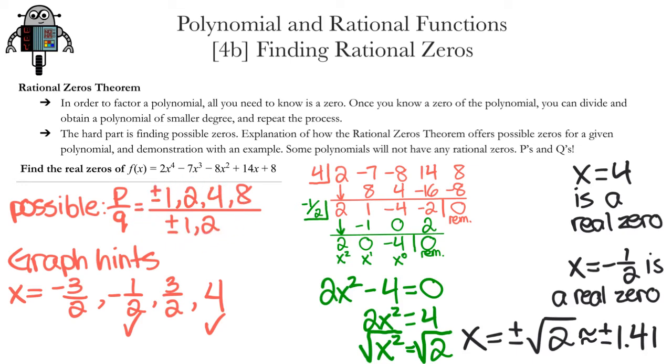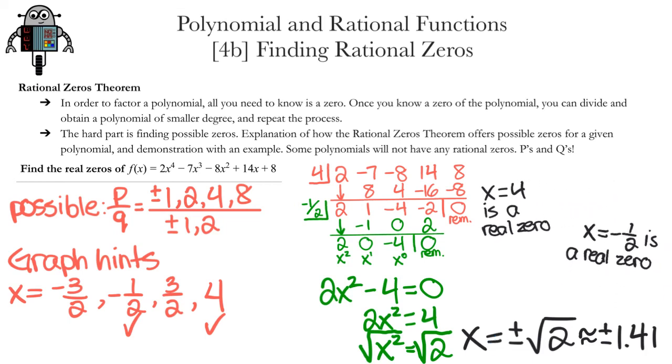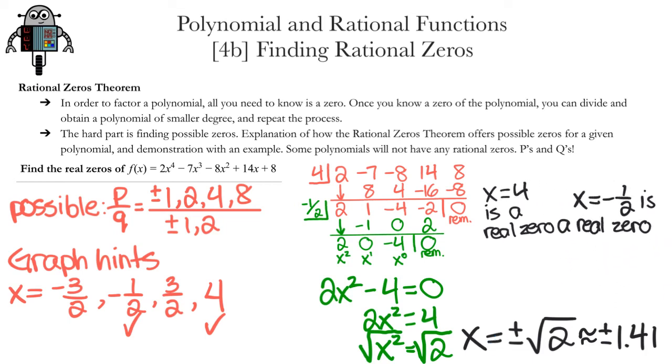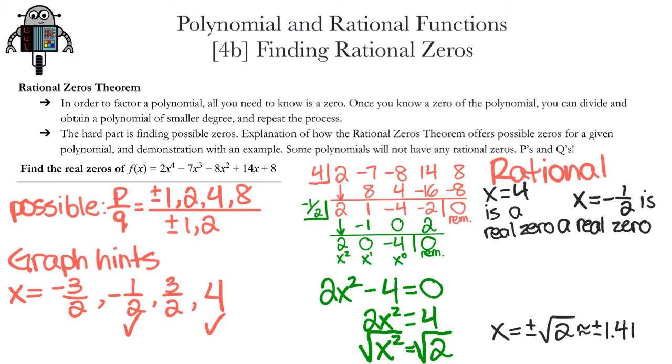Let's make some conclusions now. There were 4 real zeros, -1/2, 4, square root of 2, and negative square root of 2. -1/2 and 4 are rational. Positive and negative square root of 2 are irrational. Remember, there can also be imaginary zeros, and we'll cover that in the next lesson.